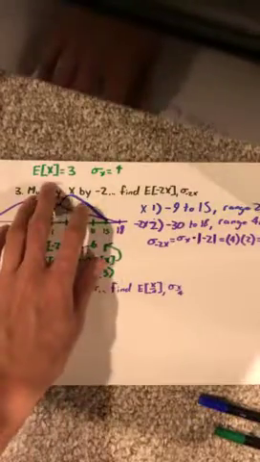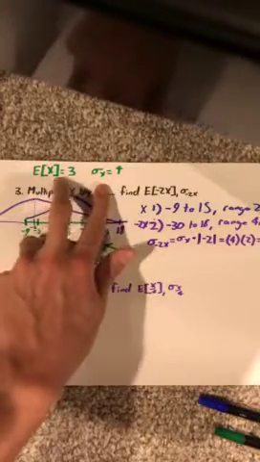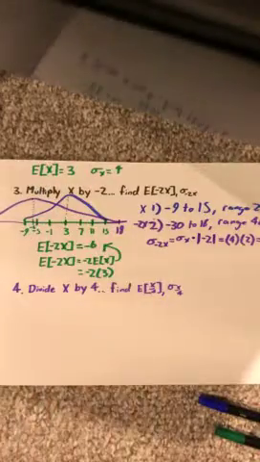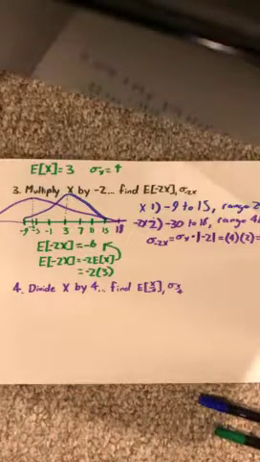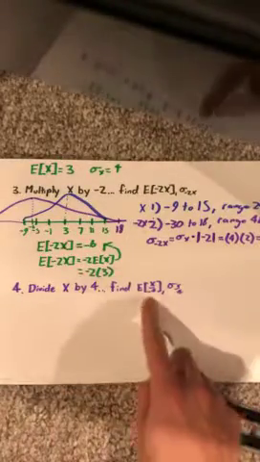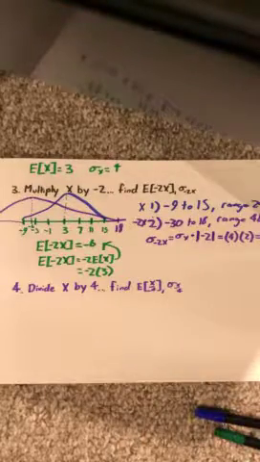We were given our expected value and standard deviation of x. Our expected value is 3 and our standard deviation is 4. And we are asked to divide x by 4, which means we are going to be looking for the expected value of x divided by 4 and the standard deviation of x divided by 4.